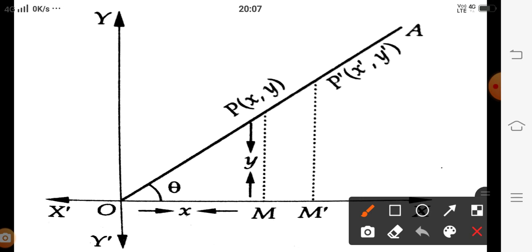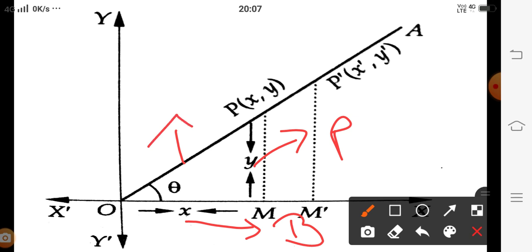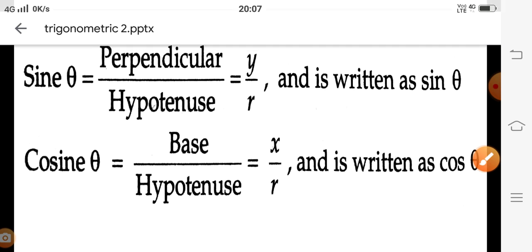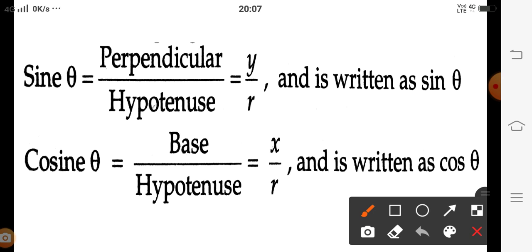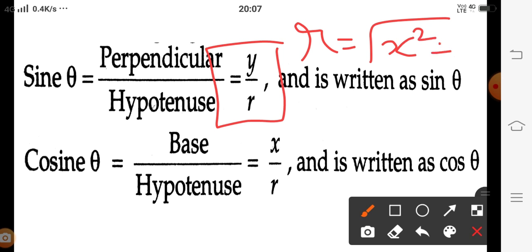Then side opposite to the given angle, we know this is perpendicular, so here y is perpendicular, and x we are considering as base, and OP we are getting as the hypotenuse. And if we have this, then we are able to find the value of sine theta, and this is perpendicular upon hypotenuse, and from the given figure we are getting y upon r, where r is equal to under root x square plus y square. We are just recalling the concept from class 10th.